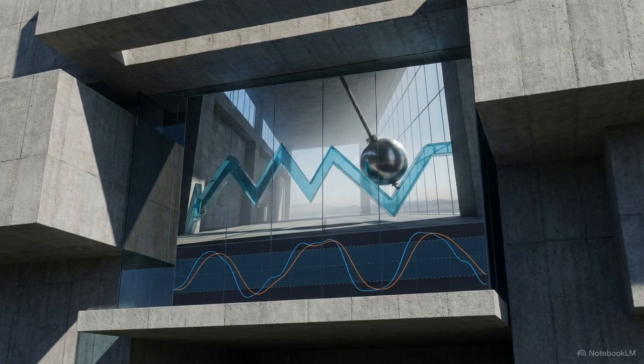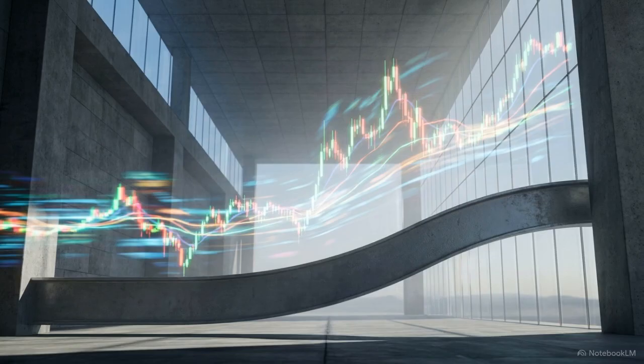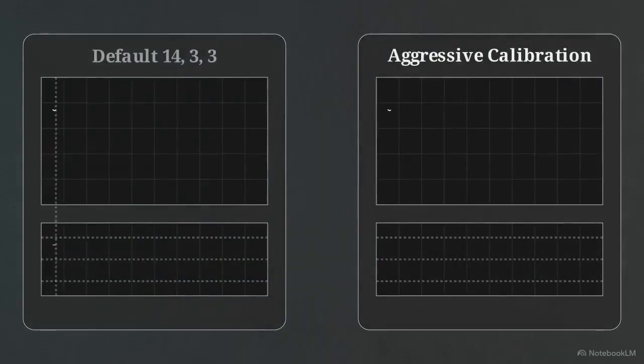We track this momentum using the Stochastic Oscillator. However, using the standard factory setting of 14:3:3 is often ineffective. That setting is designed for slower moves and lags too far behind fast price action to be useful in this environment. We require an aggressive calibration.